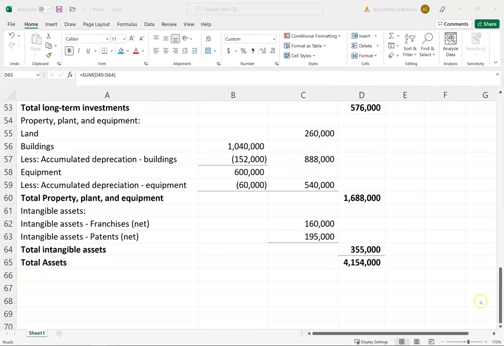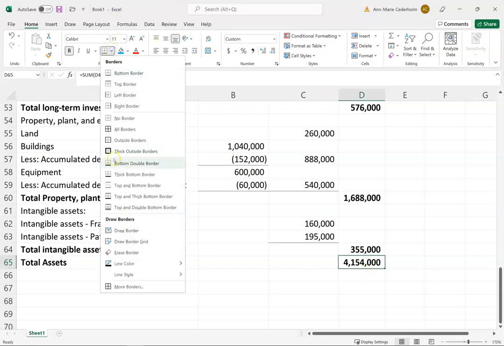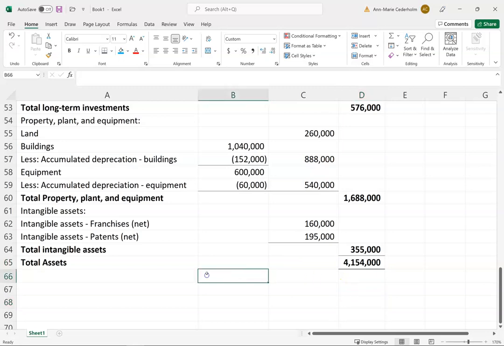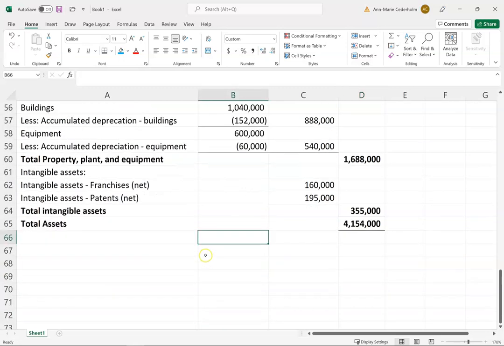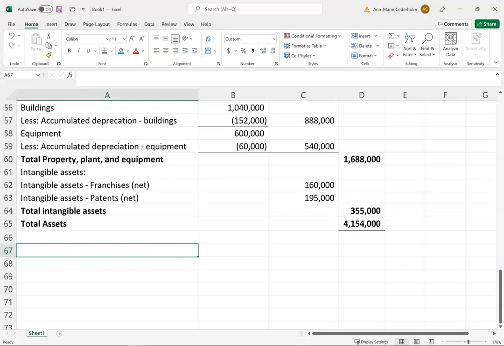Okay, and I have 4,154,000. Okay, and I'll put the dollar signs on it later. So I only did half of the balance sheet. I have to now do the rest of it, which is my liabilities and my shareholders' equity.